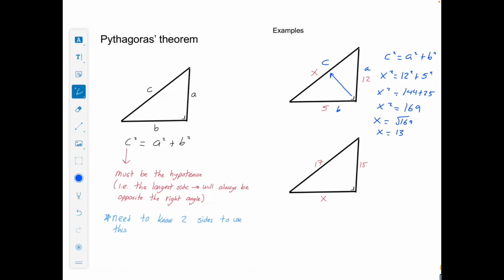Next one, exactly the same thing. We have a right angle triangle, we're looking for a missing side, we know two sides, so we go straight for Pythagoras. In an exam, you'd write down the formula.